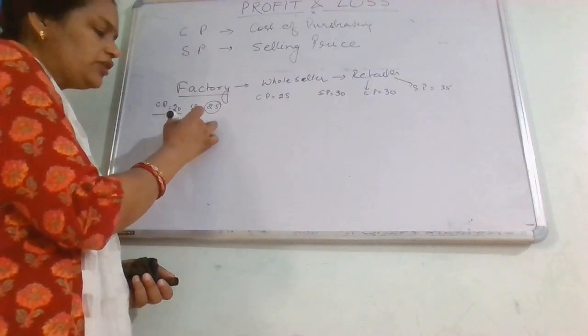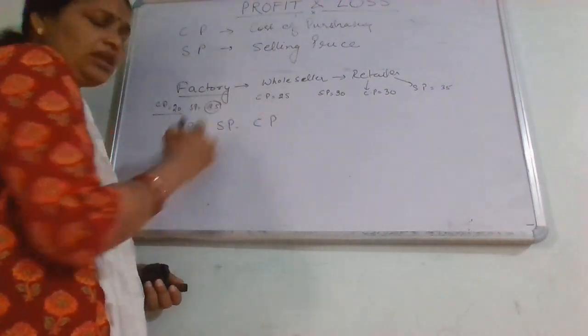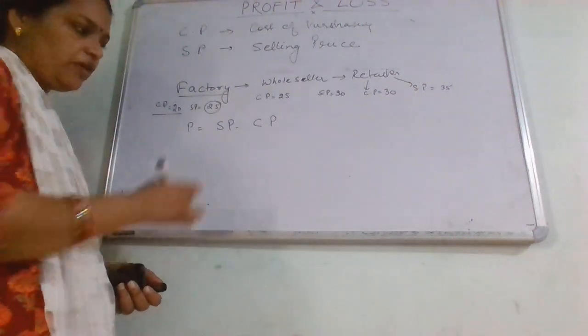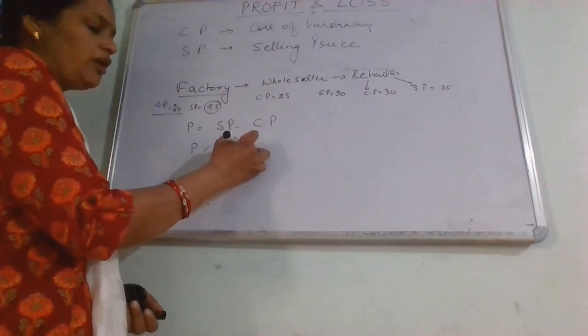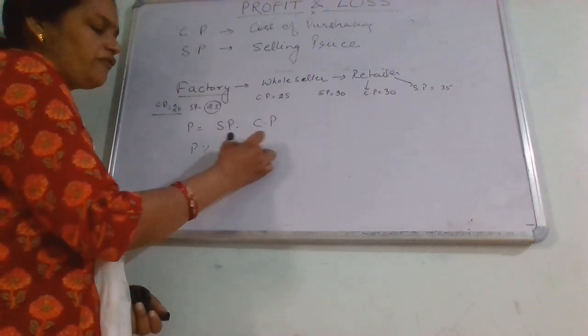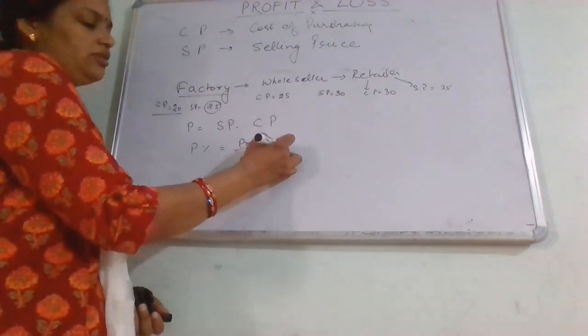So what is the profit over here? Profit is equal to SP minus CP. And what about the profit percent? The profit percent is profit by CP into 100.